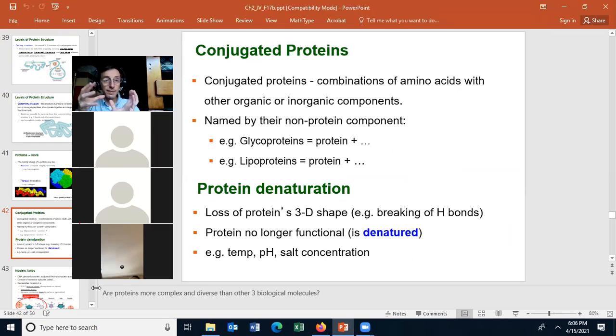And if it folds into a different pattern, the protein can become denatured, where the protein loses its three-dimensional shape, breaking hydrogen bonds, possibly forming other hydrogen bonds that it shouldn't have. And if the protein changes shape too much, the protein will no longer function. And you can denature proteins by putting them in their incorrect temperature, incorrect pH, or incorrect salt concentration.